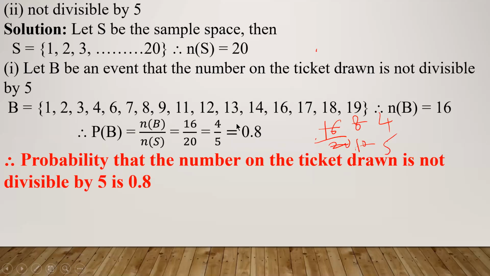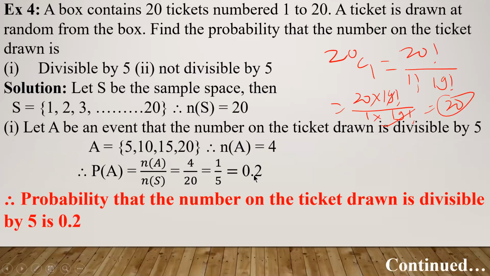When you divide 4 by 5, you get 0.8. So the probability that the number on the ticket drawn is not divisible by 5 is 0.8. If you convert into percentage, you will get 80%. 0.8 will give you 80%. Okay, so there is an 80% chance that if you put 20 tickets in a box and randomly draw one ticket, the number on the ticket will not be divisible by 5, and the chance of it being divisible by 5 is 20%. Okay, so we have solved these 3 problems today.